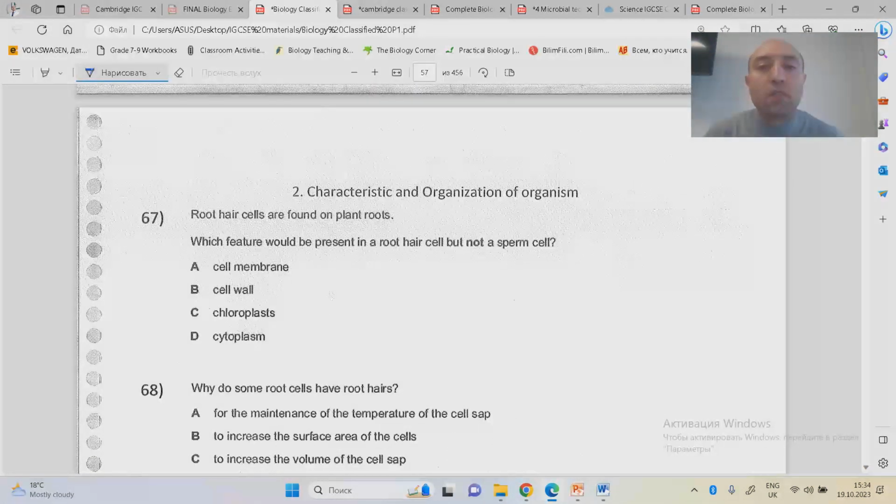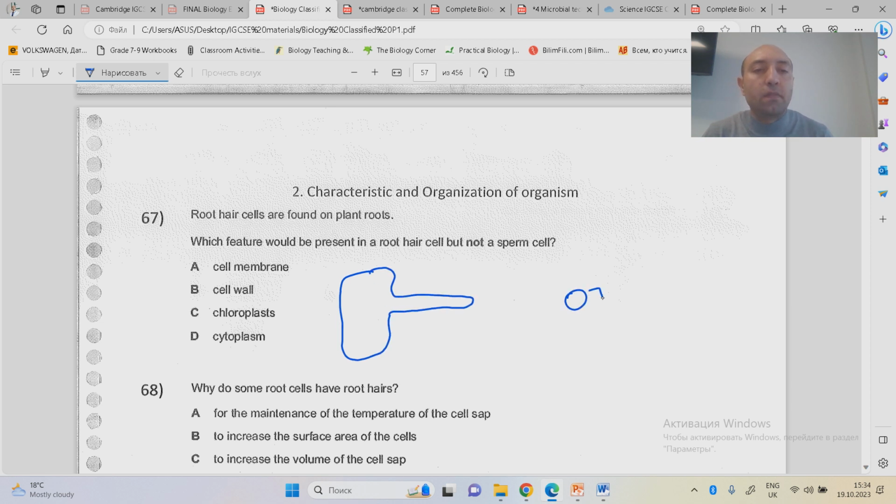Root hair cells are found on plant roots. Which feature would be present in a root hair cell but not a sperm cell? So root hair cell and sperm cell. Generally you know that root hair cells have this type of shape, but sperm cells have this type of shape. So cell membrane is common. Cell wall we are learning in root hair cell because it's a plant cell. Plants have cell walls, but animals don't. The chloroplast will be absent in both of them because not all plant cells have it.